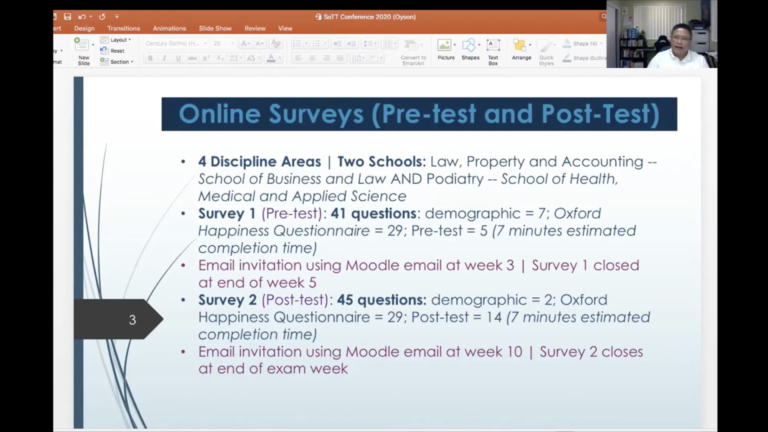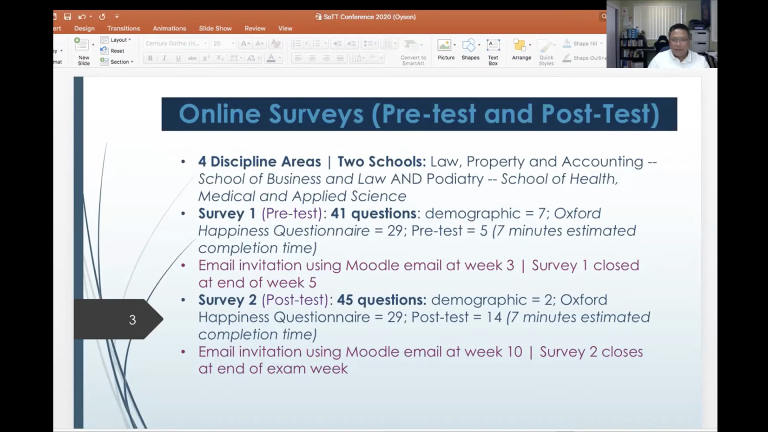I'd also like to point out that for this research, there were 4 discipline areas involved. We had the disciplines of law, property, and accounting from the School of Business and Law, and podiatry from the School of Health, Medical and Applied Sciences. I'd also like to point out that we have Dr. Monica Cansal here, who is my co-researcher for this project. She has kindly joined me for this presentation, and she belongs to the accounting discipline. So there were 2 schools and 4 discipline areas involved in this project.